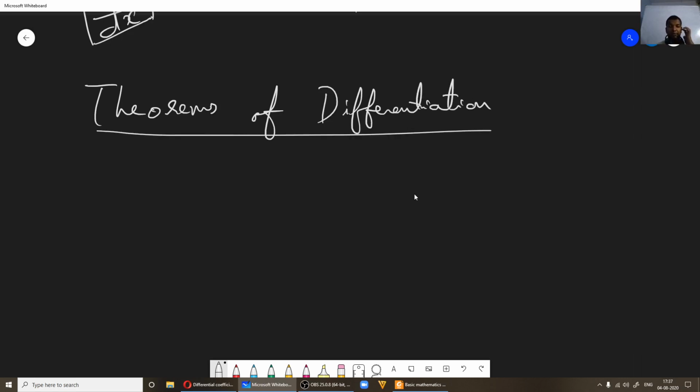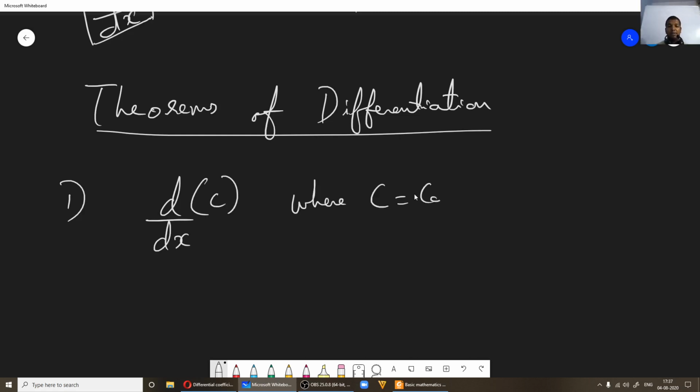Fine. Okay, now coming to the first one, differentiation of a constant. Differentiation of a constant, where c is a constant, with respect to x or any independent variable. Here, when I say x, x is the independent variable, it is actually 0.